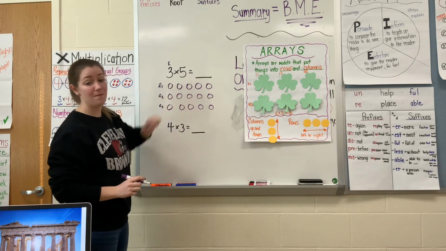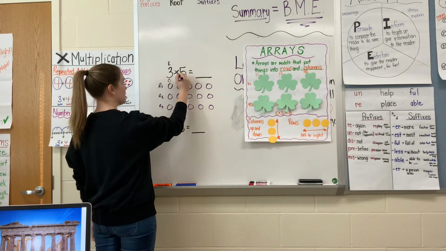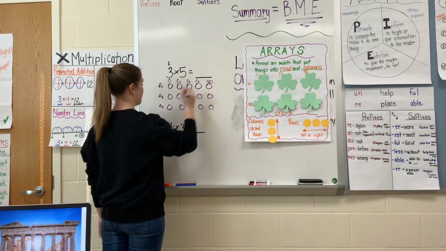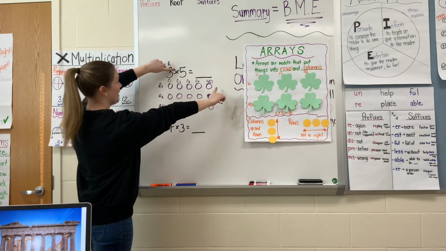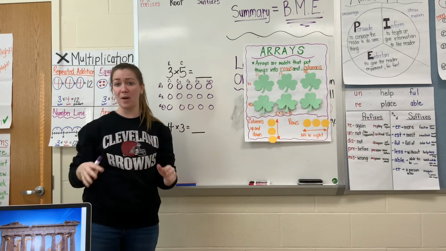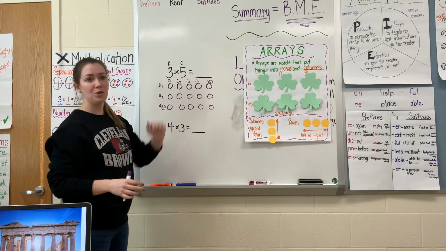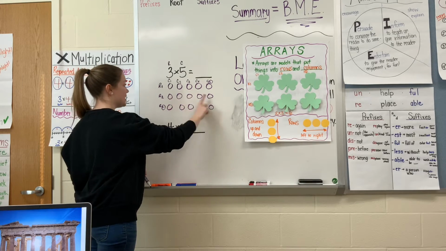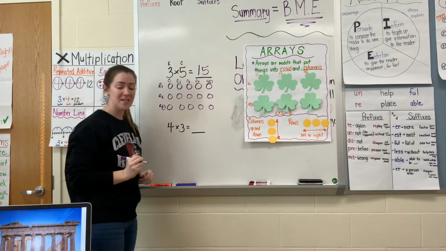I need to make sure I have 5 columns. So I'm going to go ahead and label this first one C1, C2, C3, C4, and C5. Now, do I have 3 rows? Yes. Do I have 5 columns? Yes. So now I can go ahead and find my product, okay? We can either count all the dots or we can count by 5s. Let's go ahead and count by 5. Skip count. Ready? 5, 10, 15. So guess what? 3 times 5 equals 15.